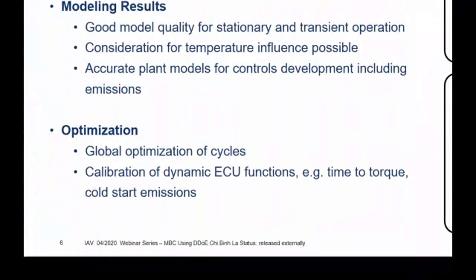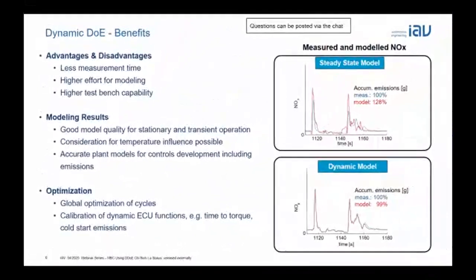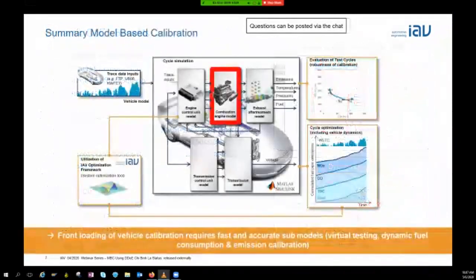Using a model-based calibration approach permits the global optimization of cycles, as well as the calibration of dynamic functions, such as time to torque or temperature influence during cold starts. Model-based calibration, specifically model-based calibration using dynamic DoE, provides results that accurately depict the true engine response during transient operation.